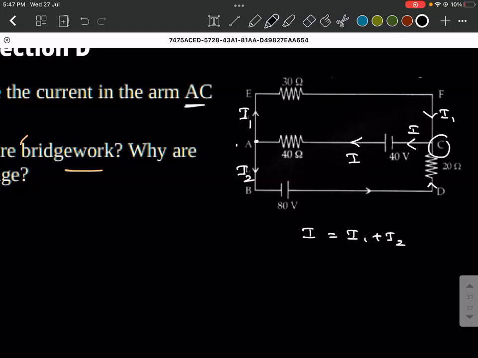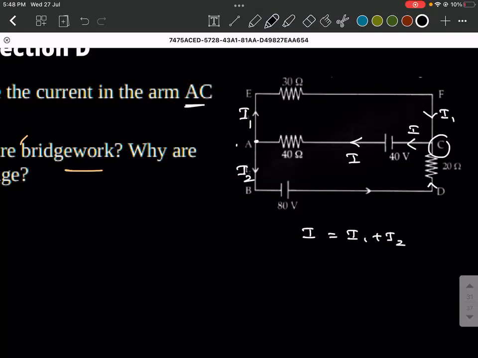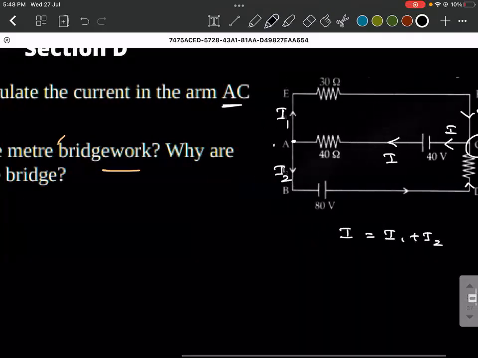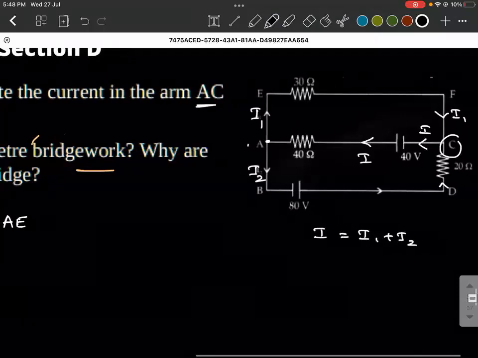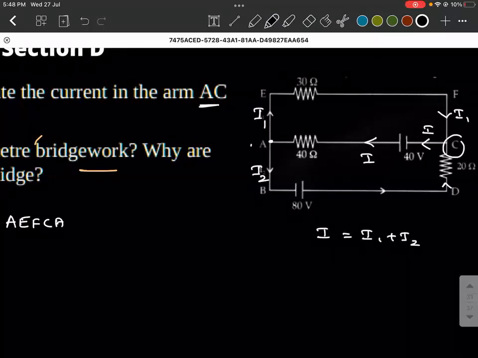So how many unknowns? 3 unknowns. How many loops are we supposed to look at? 3 loops. So what is the condition? In at least one of the loops, you should have a battery or a cell, whatever you call it. So if I take the loop AEFCA, when I go from A to E, there is no potential drop. When I go from E to F, what is the potential drop? This 30 ohm, and the current flowing through it is I1.